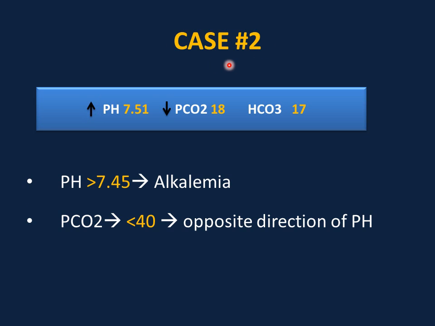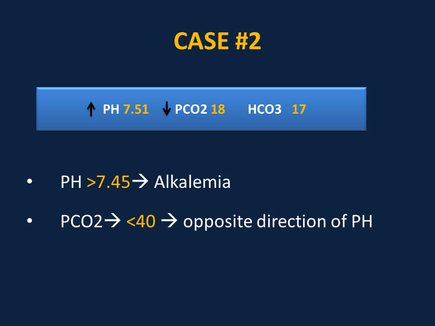Case number 2. Check the pH first. The pH here is 7.51, the PCO2 here is 18, which is low, and the bicarb is 17. So step number 1 is to check the pH. The pH is 7.51, which is more than 7.45. This is a case of alkalemia. And the PCO2 is 18, which is less than 40, so it's in the opposite direction of the pH. So this is respiratory.